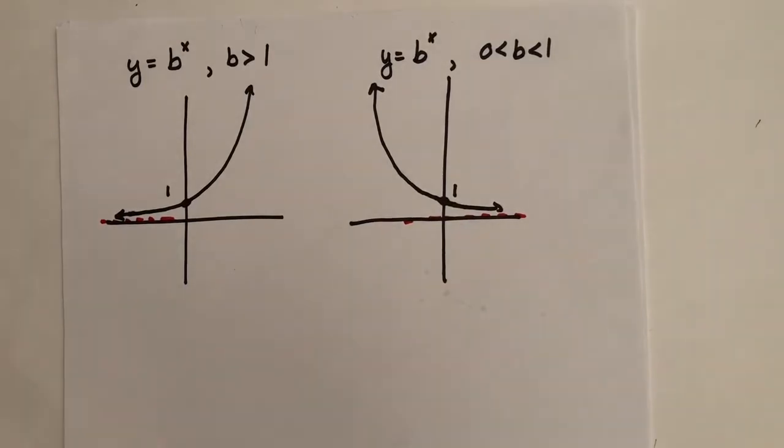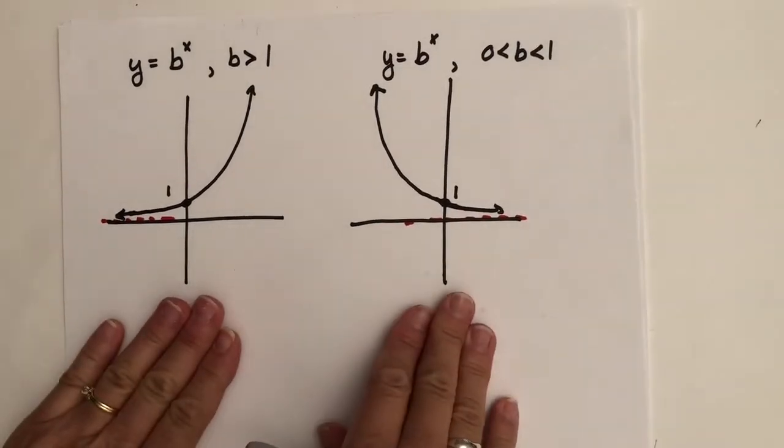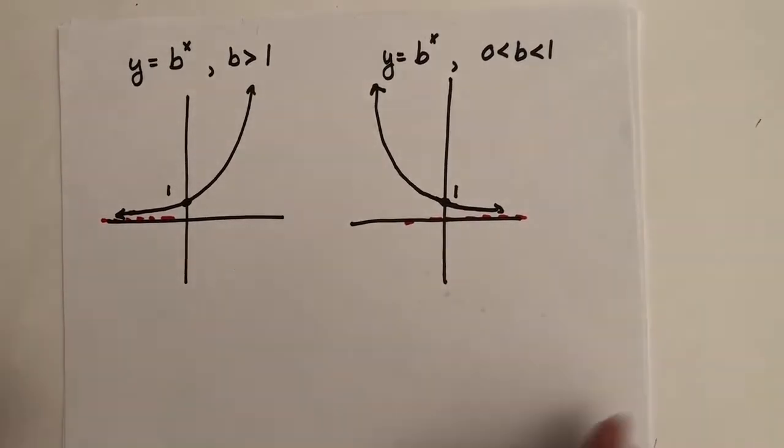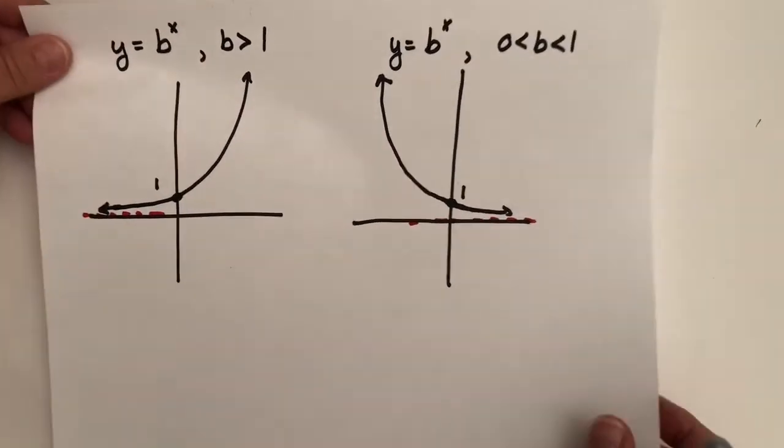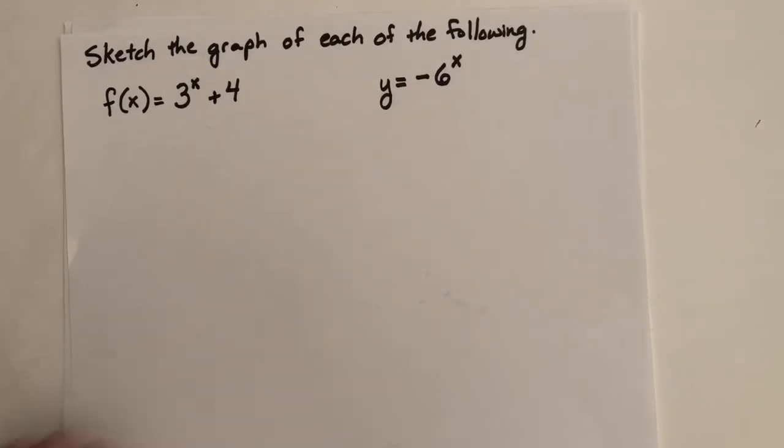So what we know is that every function can be transformed in the same way. We've done transformations before on how you can manipulate graphs if you know the transformation and you know the base graph, or the parent graph. So let me show you what I mean. Let's move on. Let's do some sketches of some exponential functions.